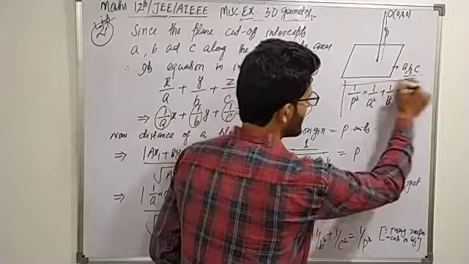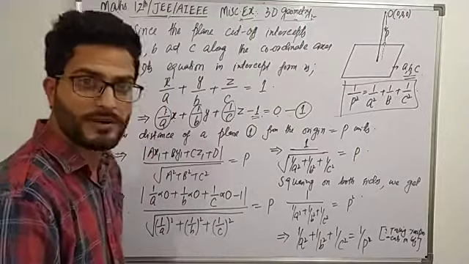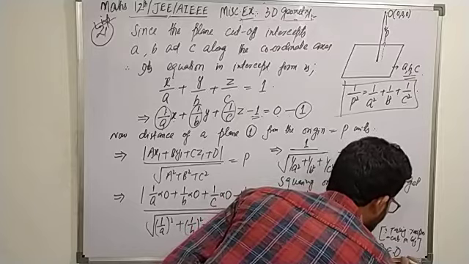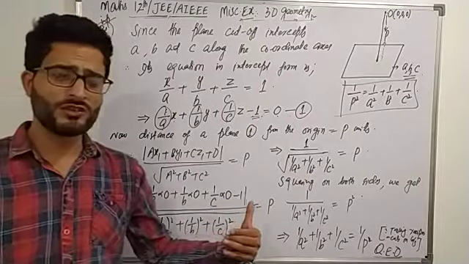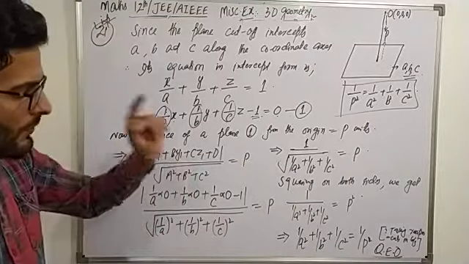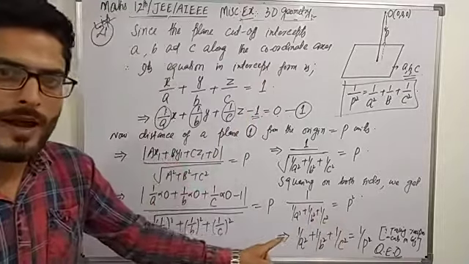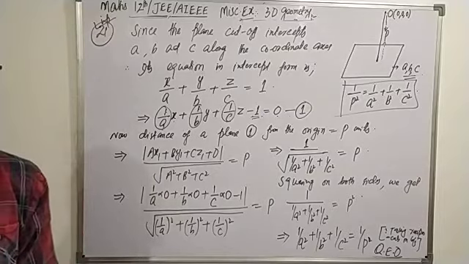This is what we had to prove. 1 by p square is equal to 1 by a square plus 1 by b square plus 1 by c square. So Q.E.D., hence proved, quod erat demonstrandum. Pretty simple question, but frequently asked in the examination. So 1 by a square plus 1 by b square plus 1 by c square must be equal to 1 divided by p square. All about question number 21 of the miscellaneous exercise.